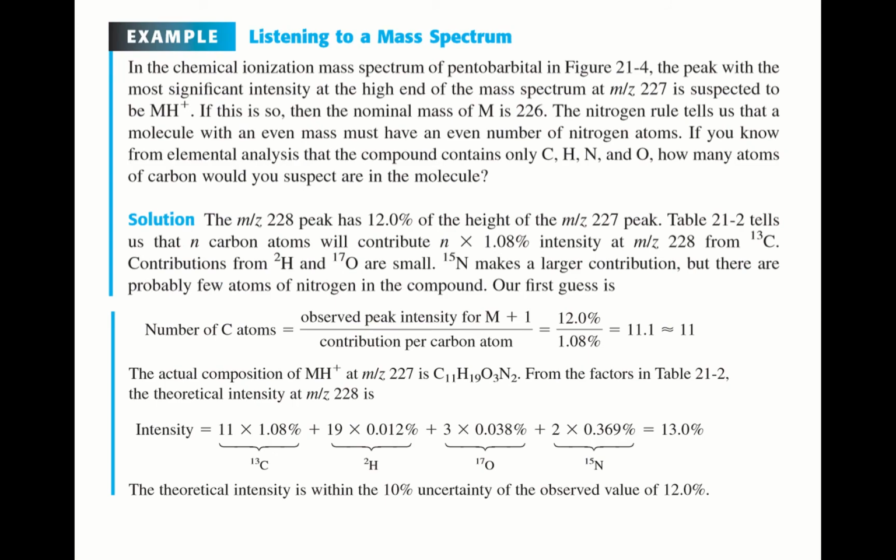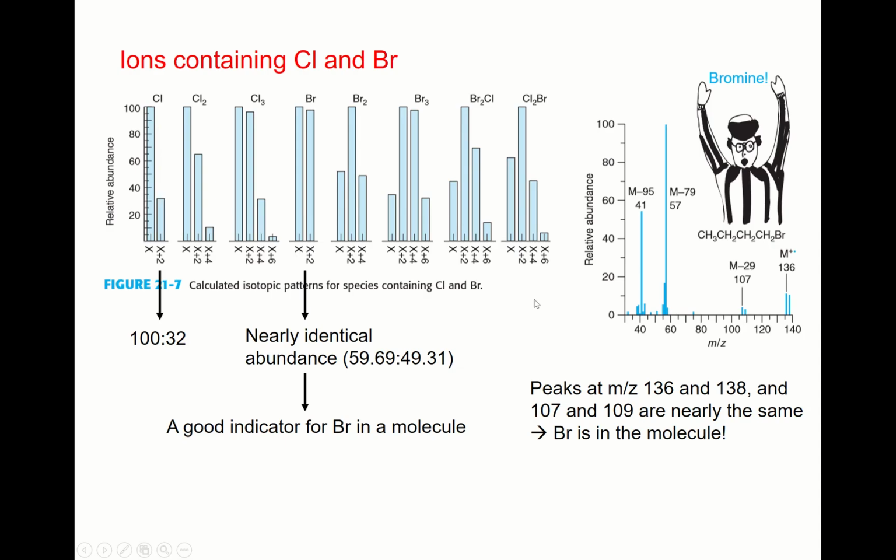Okay, here we already learned that, see, this example. From the mass spectrum, from the spectrum pattern, you can know the number of carbon atoms, and even we can know what kind of elements are there. Let's look at this figure, figure 7.